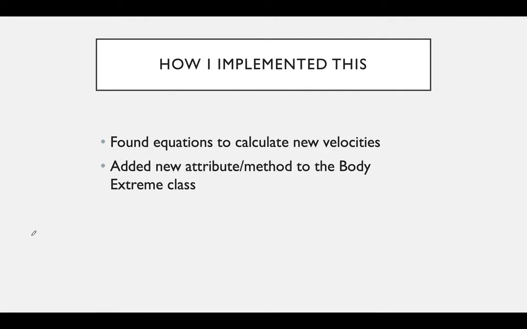So how did I implement this? With the help of Wikipedia and surprisingly Stack Overflow and a bunch of other physics websites, I was able to find equations and translate them into code to calculate the new velocities for the objects that had collided. In addition, I added a new attribute and a couple of new methods to the body extreme class, so I could actually use these equations.